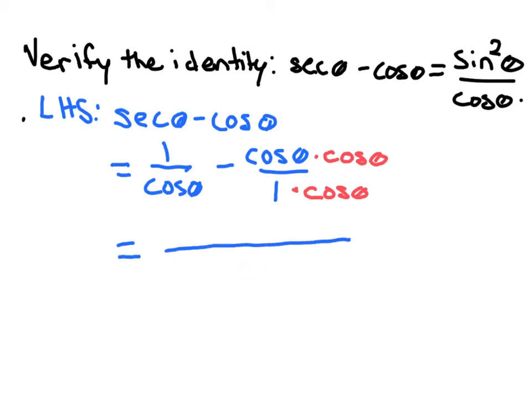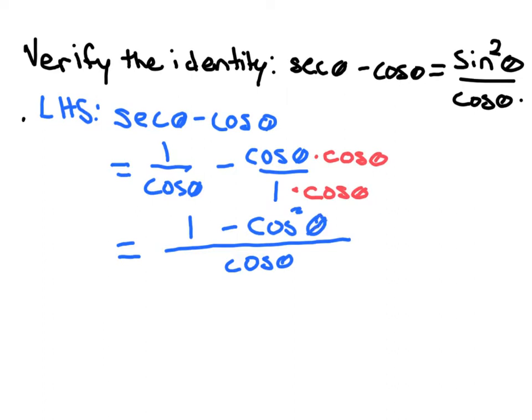This way, both of the denominators are cosine theta, so I can write a single fraction with cosine theta in the denominator. The numerator will be 1 from this first fraction minus cosine times cosine, so cosine squared from that second part.